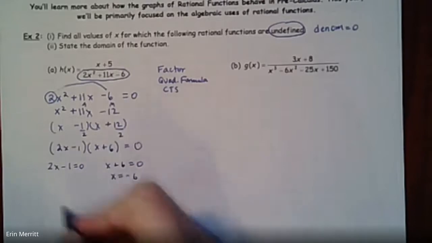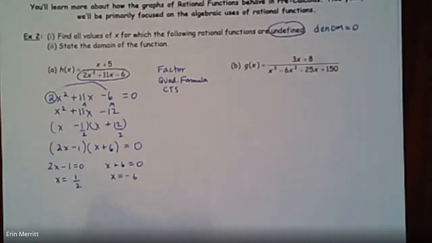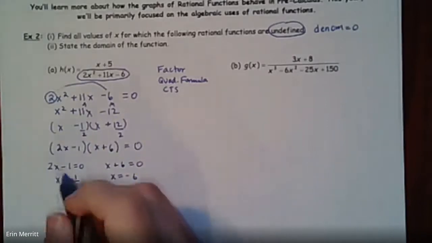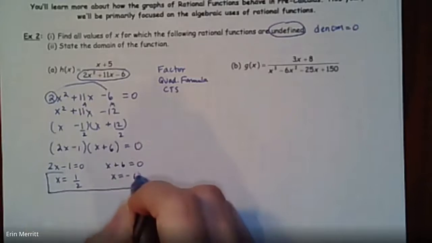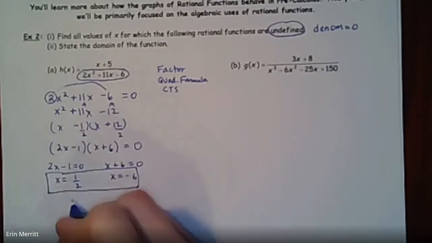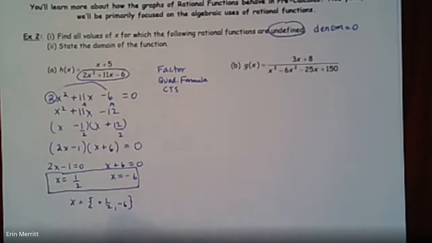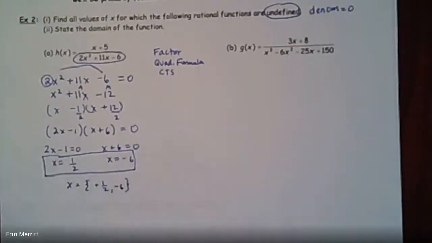So this would produce -6. This one will give me positive 1/2. And so when it says find the x values for which the function is undefined, this is it. Those are the x values right there. If you want, you could write it in some nice curly brackets like this or something. Oops. And that would be fine too. Otherwise, that's as far as you need to go.